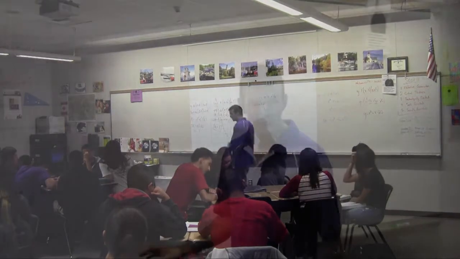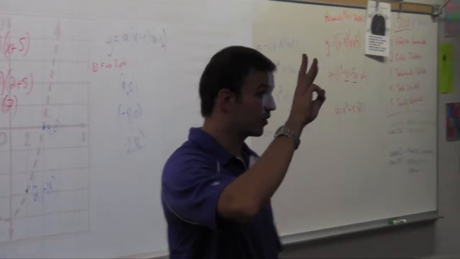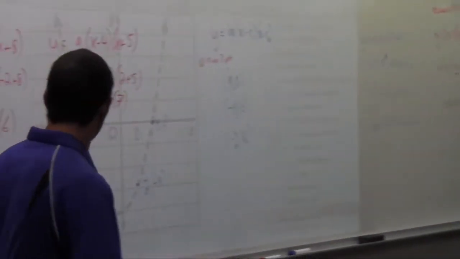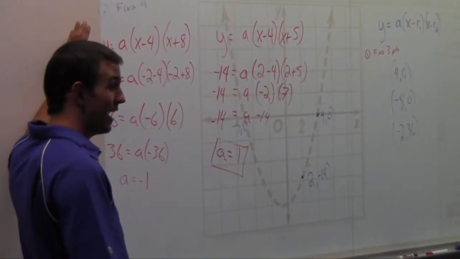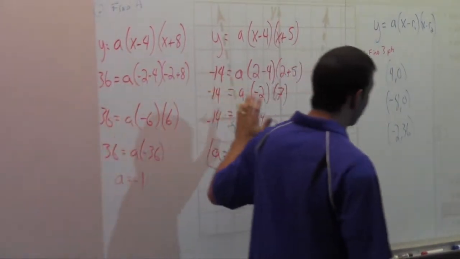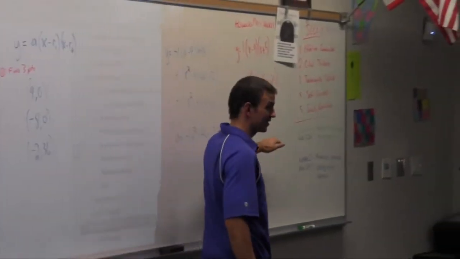So that's how we can come up with these kinds of equations using 3 points. It's a bit of a process. We first find A, after we get the 3 points, and then we plug A back in to get the standard form of the equation.